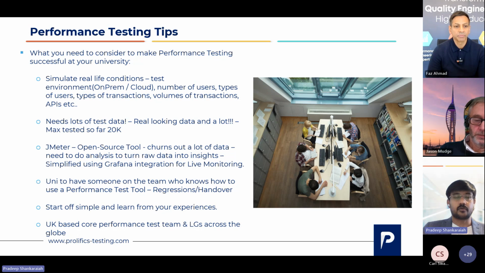As Faz mentions, start off thinking simple on performance testing, but whatever experience we have learned, you can leverage from our side. We are UK based, with a UK core performance test team and load generating hardware across the globe, which we can use for load generation rather than requesting universities to set up a massive volume of hardware. I'll cut to the chase: if you have performance testing needs, please talk to us. Please post any questions and I'll be more than happy to answer.